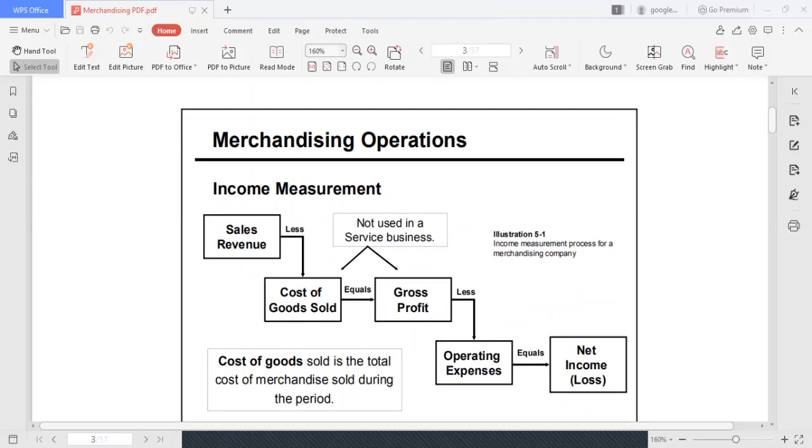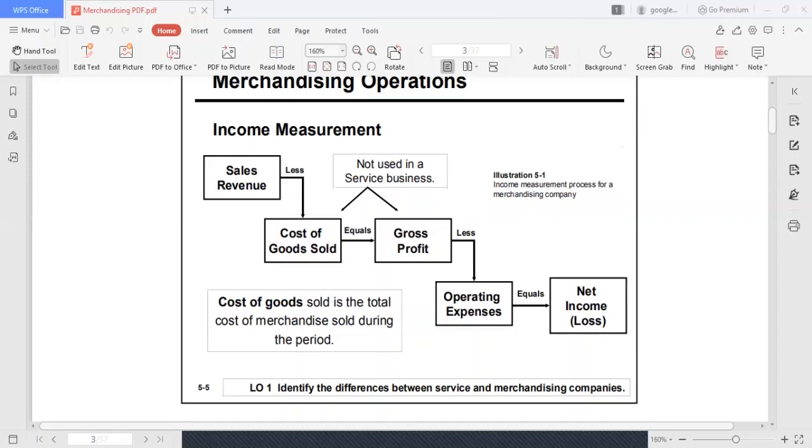In terms of income determination or income measurement, these are the accounts being used in a merchandising operation. Of course, you have your sales revenue, which is the primary source of income of a merchandising company. It can be categorized into gross sales or net sales. Later on, we will discuss that. You deduct the cost of goods sold. The cost of goods sold is one of the primary classifications of expense in a merchandising operation. Cost of goods sold is the total cost of merchandise sold during the period. After deducting the cost of goods sold from your sales revenue, you will get the gross profit.